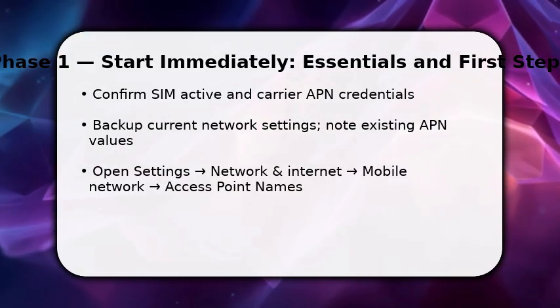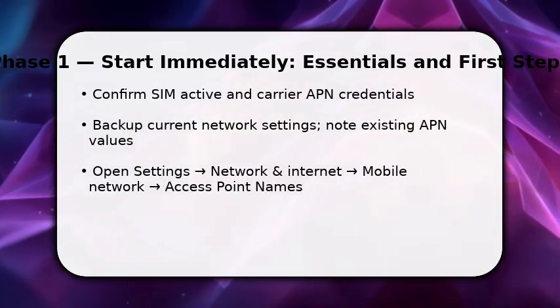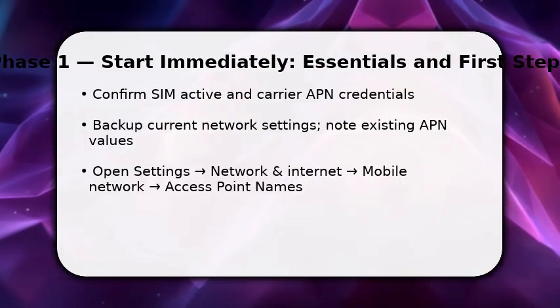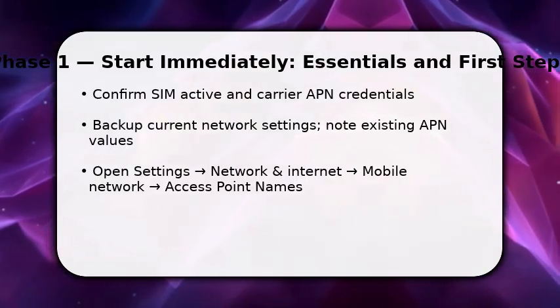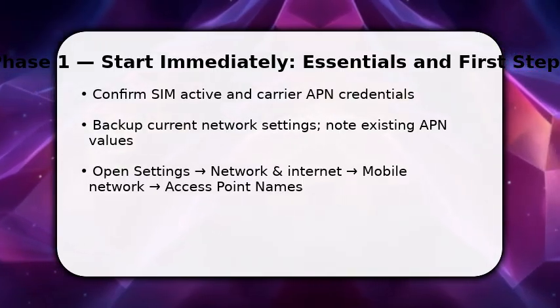Next, open Settings, go to Network and Internet, choose Mobile Network, then access point names. Tap the plus or new APN to begin. You're now positioned to enter the exact values. Precise entries matter because small typos break data and MMS.